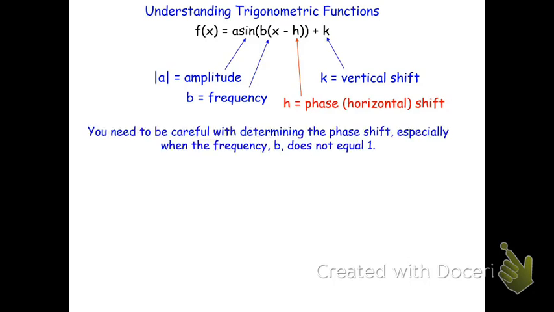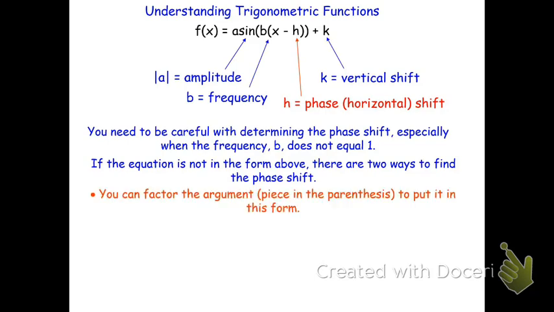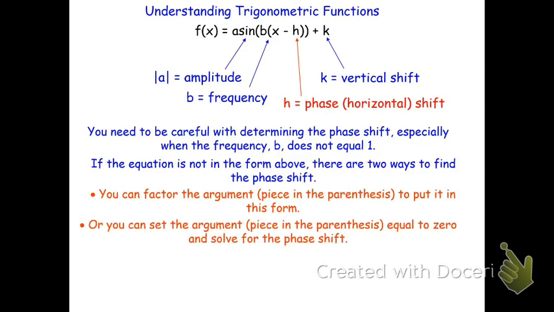Now you need to be careful when determining the horizontal or phase shift, especially when the frequency, or b value, does not equal 1. If b is not equal to 1, then you need to write this equation in this form, and there are two ways to do it. You can either factor the piece that's in the parentheses, we call that the argument, to put it in this form, or you can set the argument equal to 0 and solve for the phase shift. Either method will work. Now, if b is 1, you can just look at it, and it's going to tell you the x minus h value. Just remember, h is the opposite.